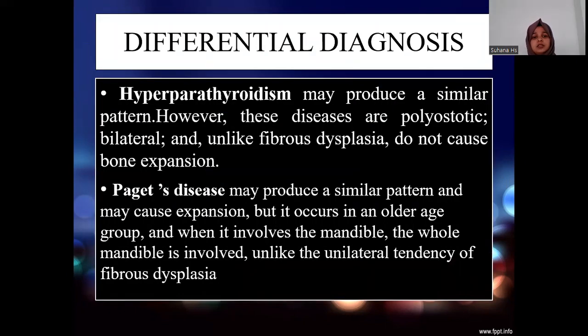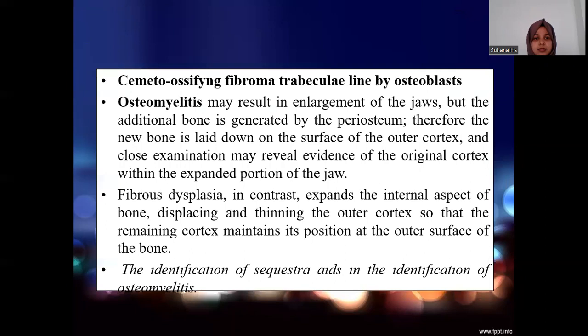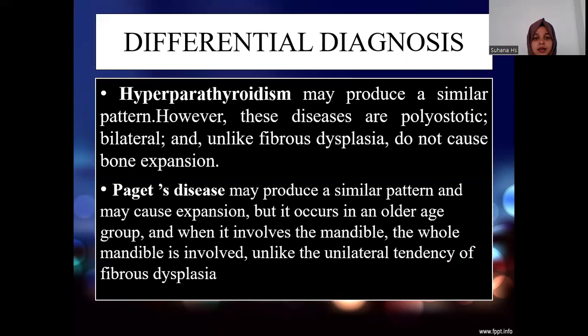The differential diagnosis of fibrous dysplasia mainly consists of hyperparathyroidism, Paget's disease, cemento-ossifying fibroma, and osteomyelitis. In hyperparathyroidism, they produce a similar pattern, but these diseases are polyostotic, bilateral, and unlike fibrous dysplasia, do not cause bone expansion. But in case of fibrous dysplasia, it is unilateral and causes expansion.